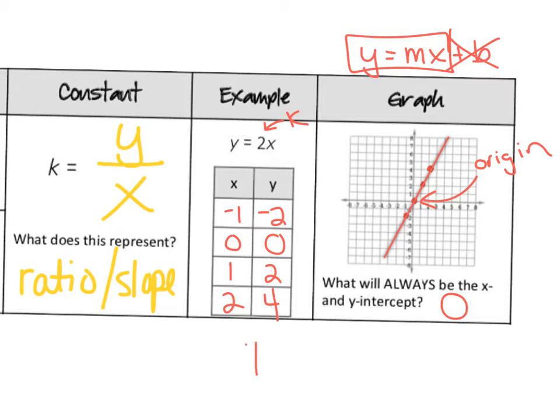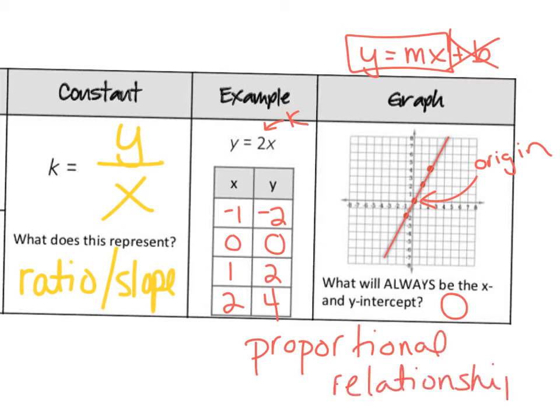Another way that you'll see direct variation represented is you'll be told that it's a proportional relationship. That means you can use proportions to solve it.